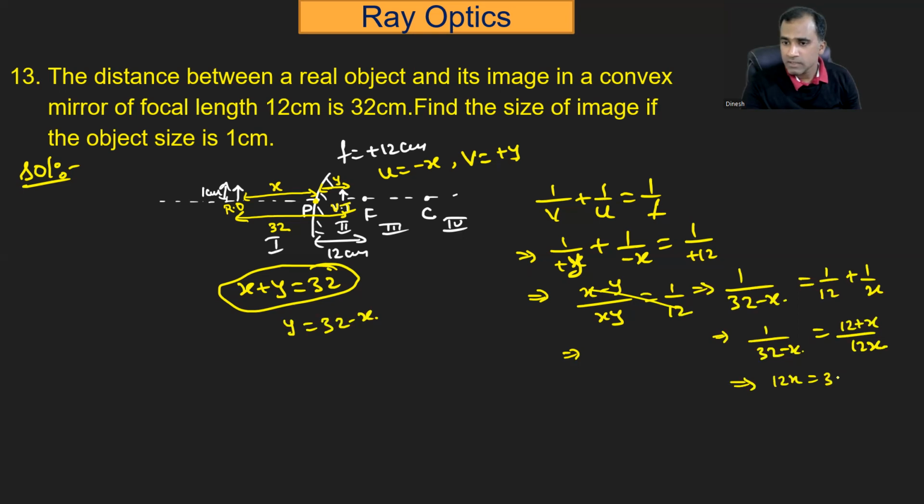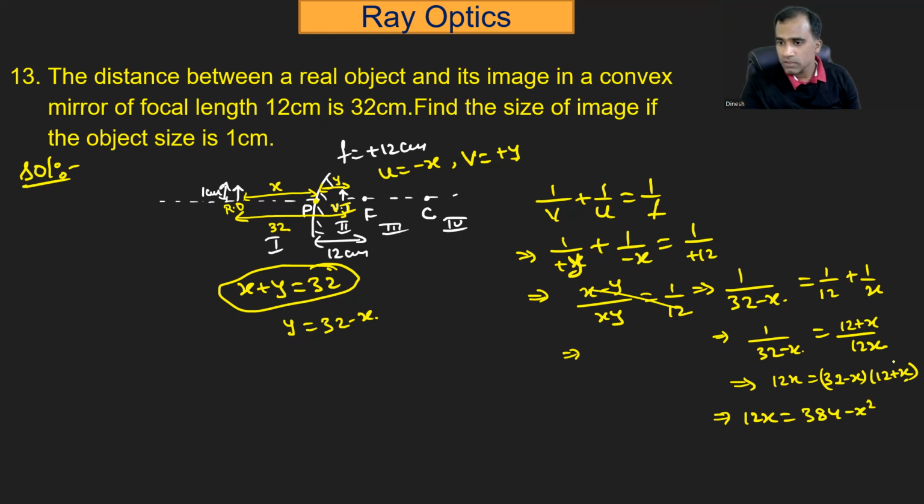So (32 minus x) into (12 plus x), which means there are two solutions for this. So 32 into 12, how much is that? 32 into 10 is 320. 32 into 2 is 64. 320 plus 64 is 384. Right? Correct me if I have written anything wrong. 32 into 12 is 384 minus x square.